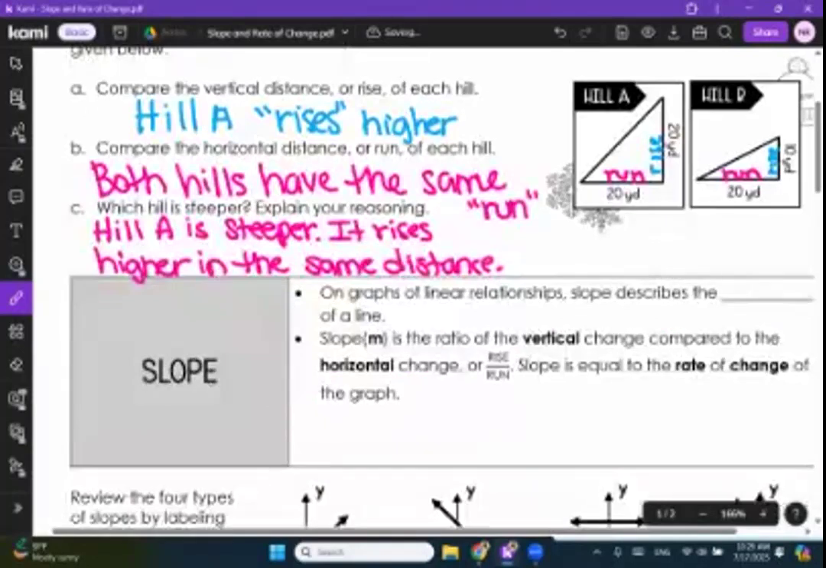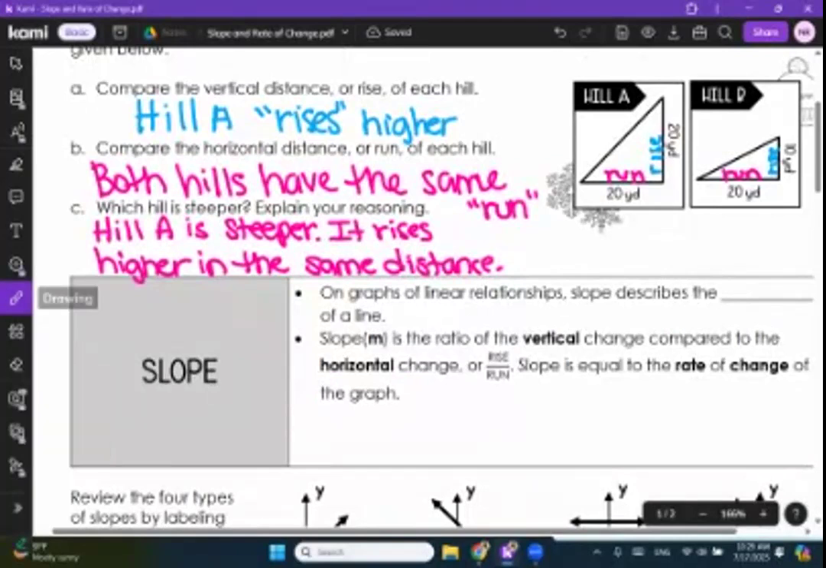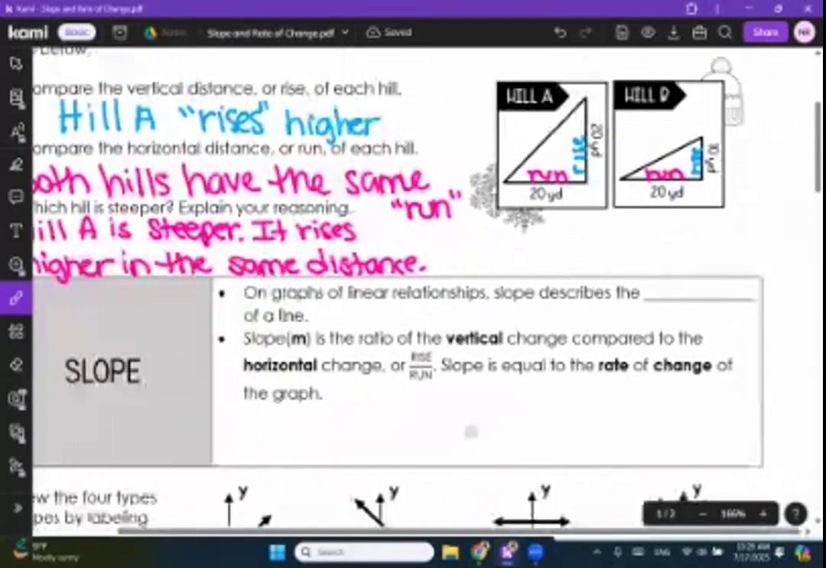So, slope. On graphs of linear relationships, slope describes the steepness of a line. And you also want to think about it as the speed or the velocity of that line. It describes the steepness.